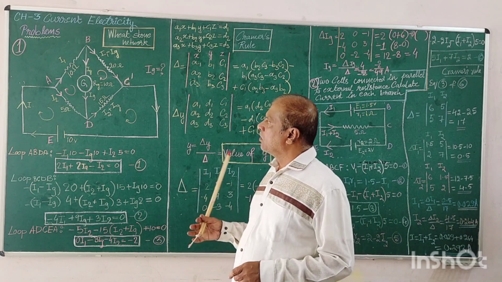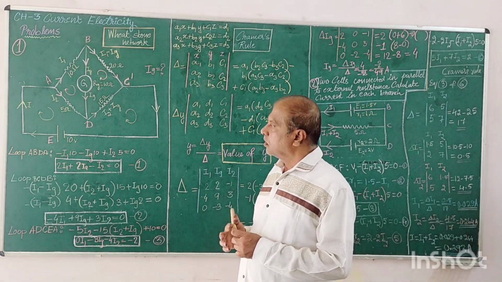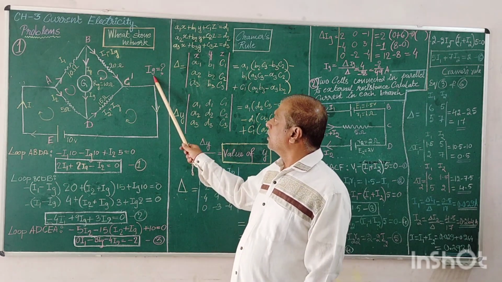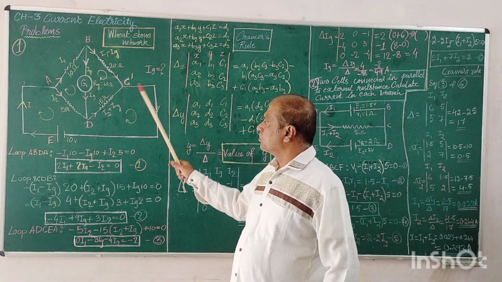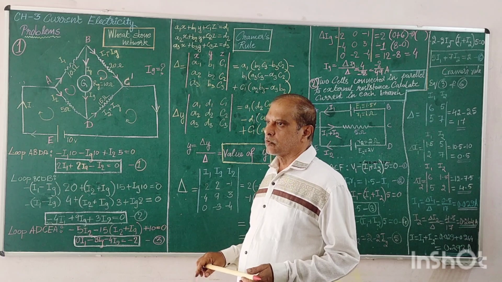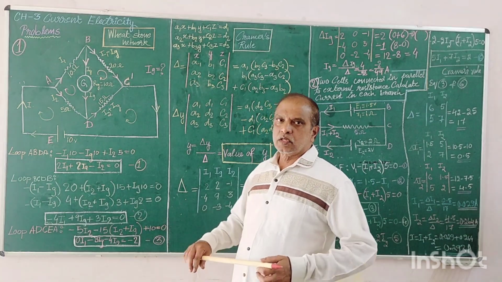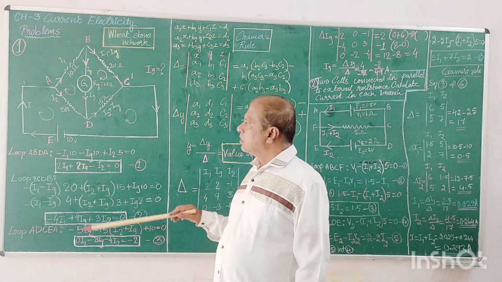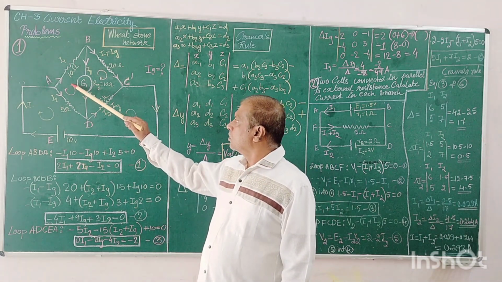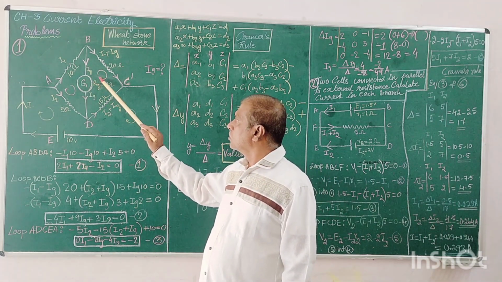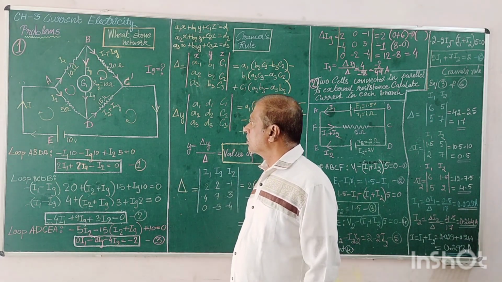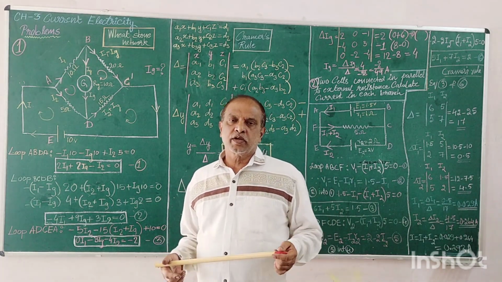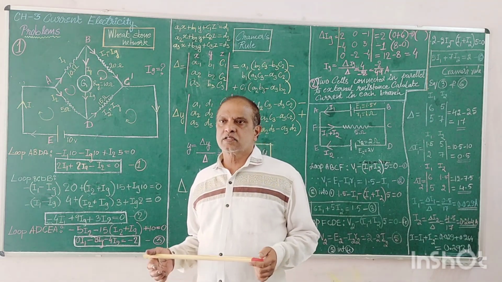The diagram is all they have given, and the details are mentioned. You have to calculate the value of Ig using this diagram. In this diagram, we have 3 loops, loop 1, 2, 3. Let us apply Kirchhoff's voltage law for all these 3 loops.